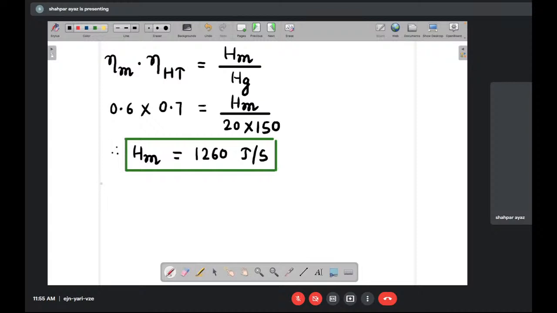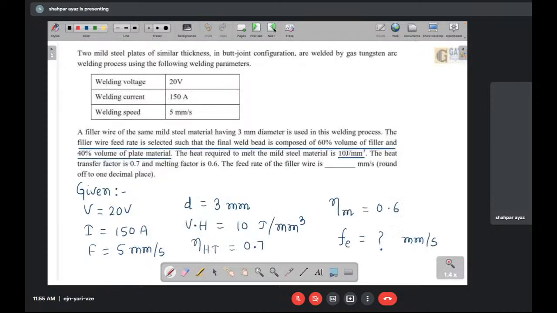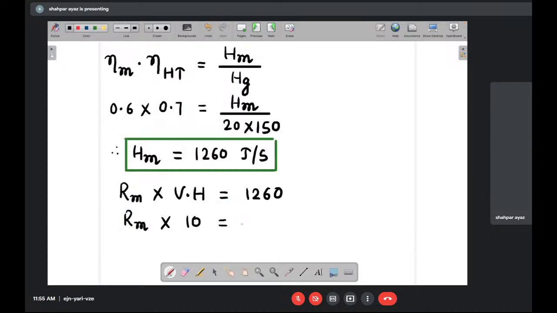Now, the HM that we got is actually RM, the rate of melting, into the volumetric heat. RM is your rate of melting in mm cube per second. So the rate of melting we are going to get: volumetric heat we have, that is 10 joule per mm cube. So it is your 126 mm cube per second.